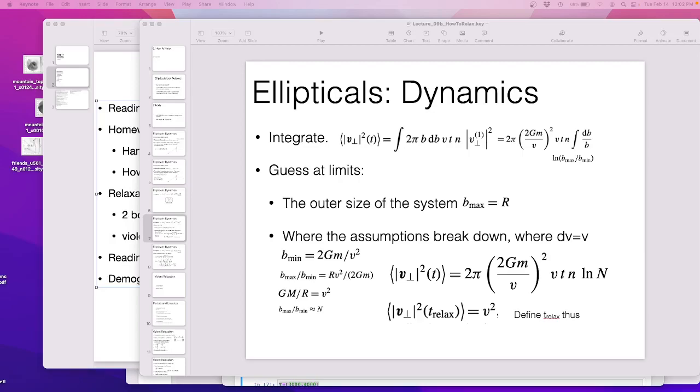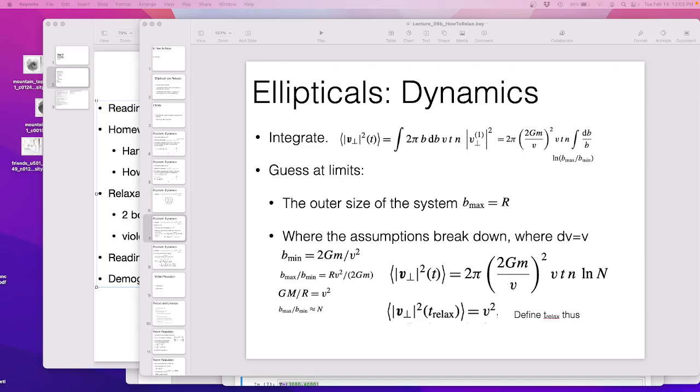So we'll just say that GM over R is v squared. So you can stick this v squared in here and we get that b max over b min is just the number of particles, because this is the mass of all the particles. This is the mass of one particle. So b max over b min is just like the number of particles. So this thing is just like the log of the number of particles that you're going to see. That's a lot of hand waving, but it works out okay. But everything else is totally fine. I don't need to apologize about really anything except for that thing in the log.